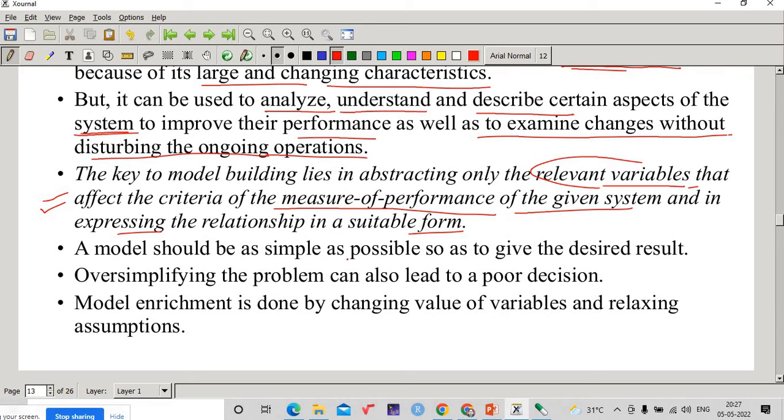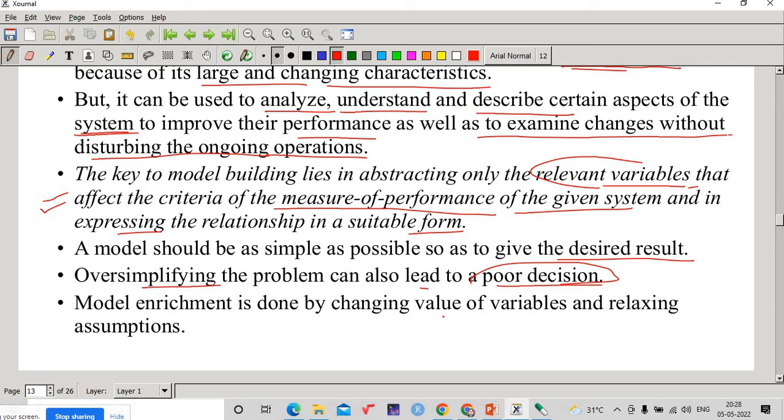Okay. A model should be as simple as possible so that it gives the desired result, but simultaneously it should not go beyond the expected solution. So we have to optimize here, so we need our model that way. Oversimplifying the problem can lead to poor decisions. It means we have taken very simple variables for the problem and our model is not addressing our real life problem properly. We will get poor decisions in that case. So the model should be not oversimplified, not overcomplicated. It should address the precise variables of our problem.